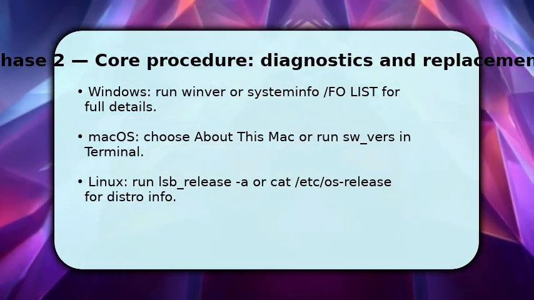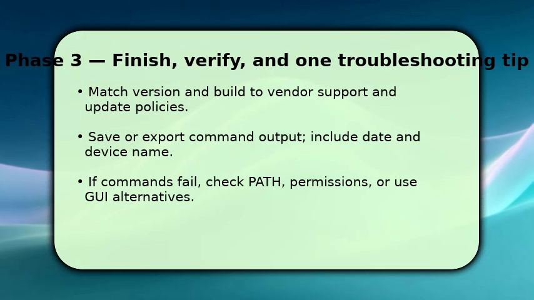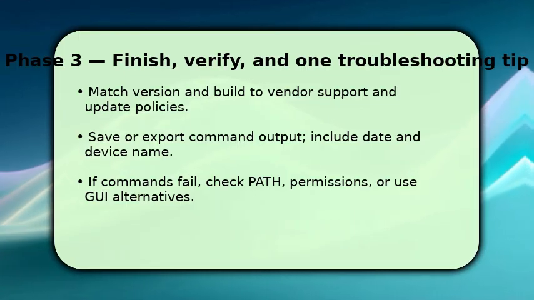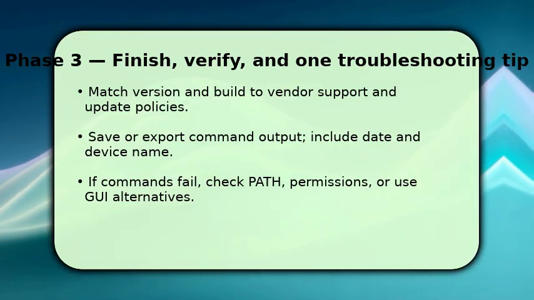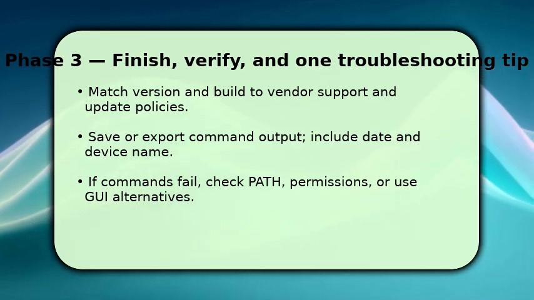Finally, interpret the numbers. Major version indicates feature set, build number shows incremental fixes, and kernel version impacts drivers. Compare these to vendor support timelines, and then decide whether to update or archive the device state. Make sure to save command output with the device name and date for audits.